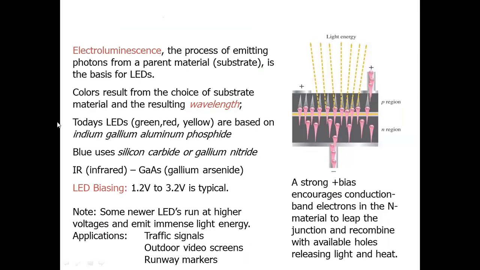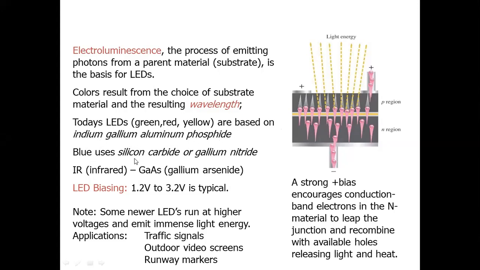It is going to produce different colors. The colors result from the choice of substrate material: according to which material we are using, the color will be different, and the resulting wavelength changes. Today's LEDs are green, red, yellow, and white. They are all based on indium gallium aluminum phosphide. Green is from indium, red is from gallium, and yellow is from aluminum phosphide.